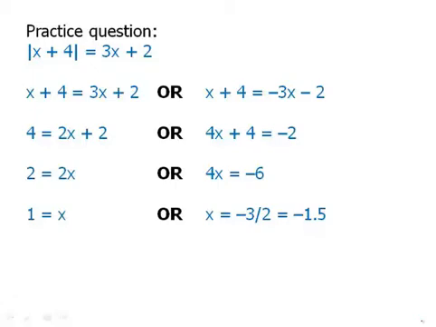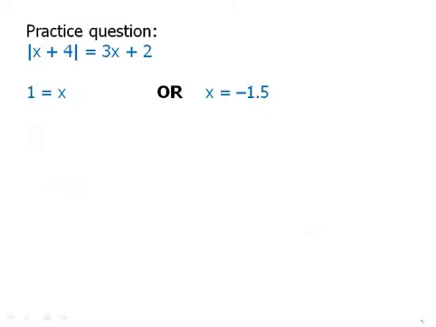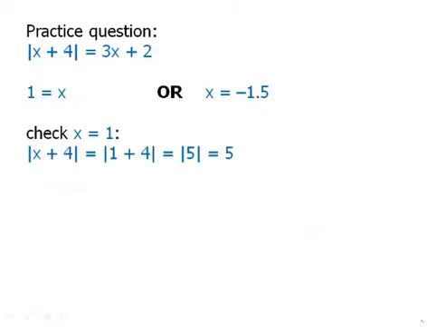So now we'll plug these in and check these. Those are our two solutions. For positive 1, when we plug that into the left side, we get 5. When we plug it into the right side, we get 5. That checks. That's perfectly fine.